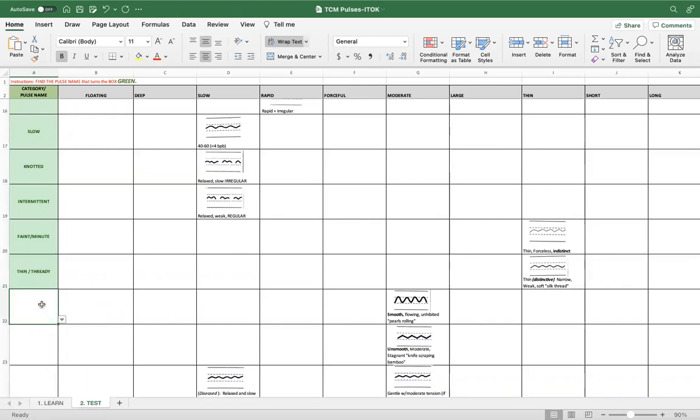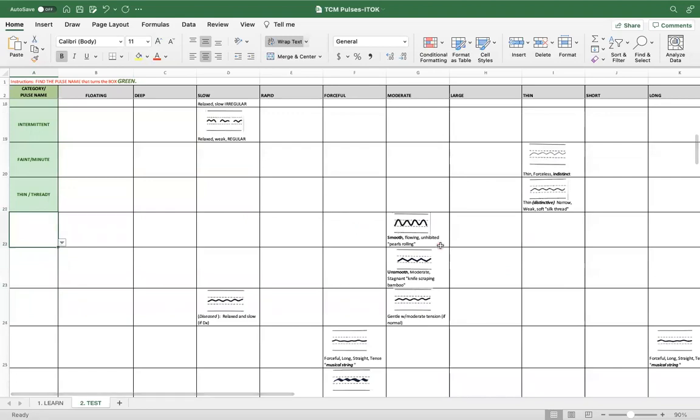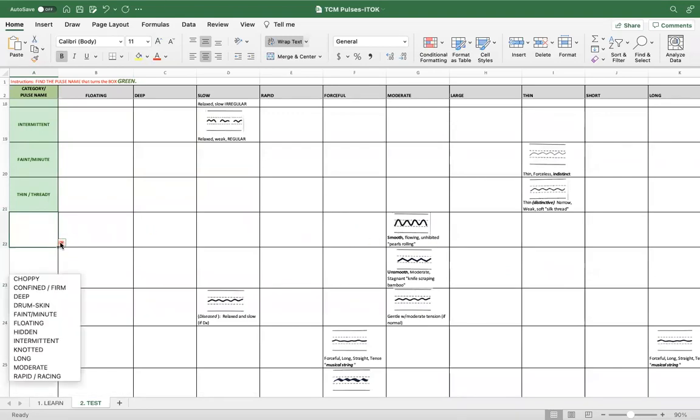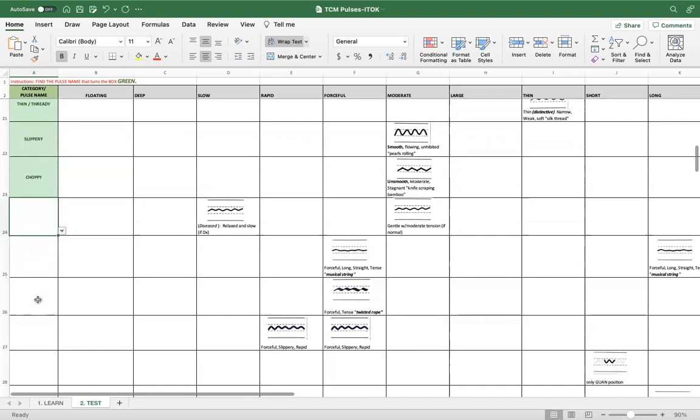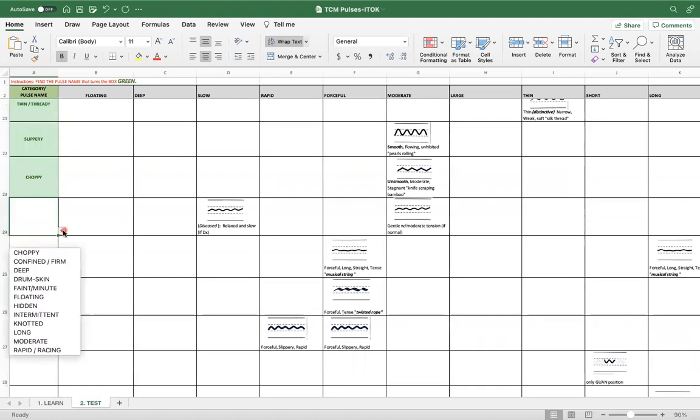Thin or thready. Smooth, flowing, uninhibited, like pearls rolling on a plate. This is the famous slippery pulse. Unsmooth, moderate, stagnant, I guess like a knife scraping bamboo, that's a choppy pulse. Relaxed and slow when diseased, or gentle with moderate tension if normal, that's a moderate pulse.